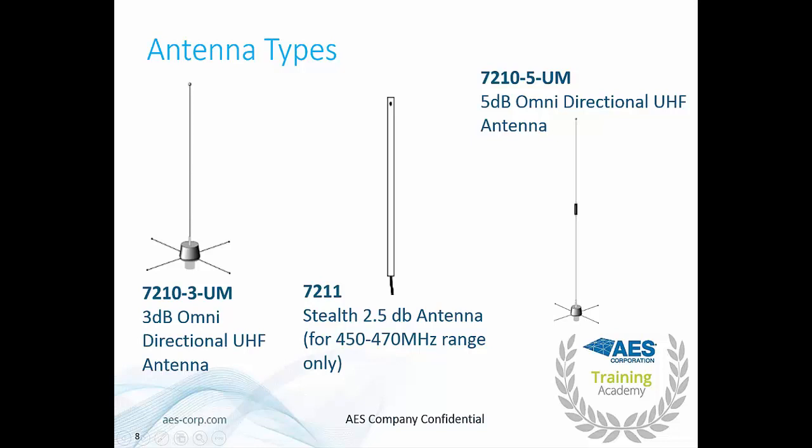We also have a 5 dB antenna, which is very similar to our 3 dB. It's listed for indoor and outdoor use. It's very important to weather seal the base, and this is a slightly longer antenna with a little piece in the middle. That's how you can distinguish it from our 3 dB antenna.